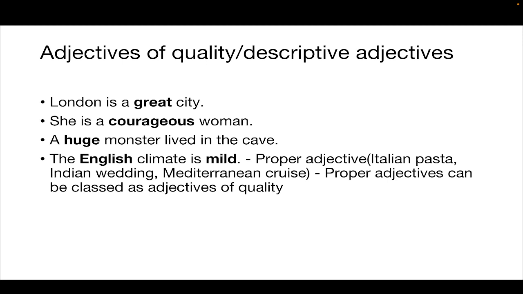Here we have two adjectives. One is English and the second is mild. Both of them are adjectives of quality. Whereas if you look at the adjective English, this can be referred to as a proper adjective. What I'm trying to say is, it refers to a particular climate, the climate of England. So that is the English climate. Similarly, we have Italian pasta, Indian wedding, Mediterranean cruise as examples of proper adjectives. So proper adjectives can be classified as adjectives of quality.